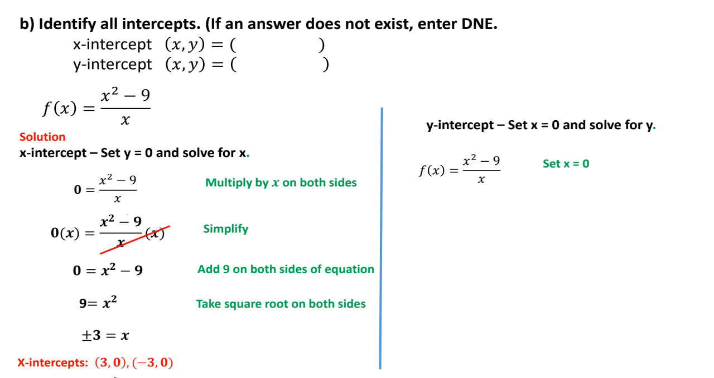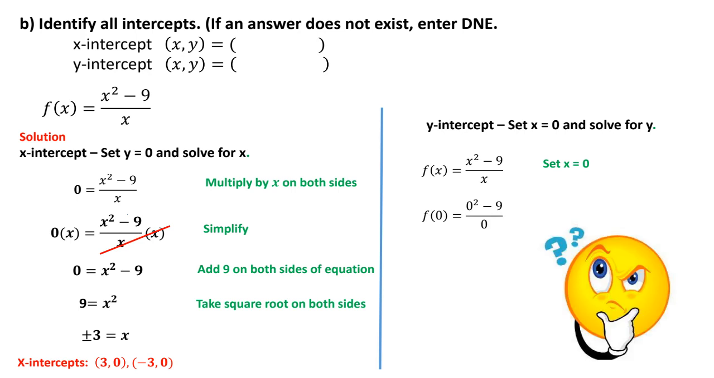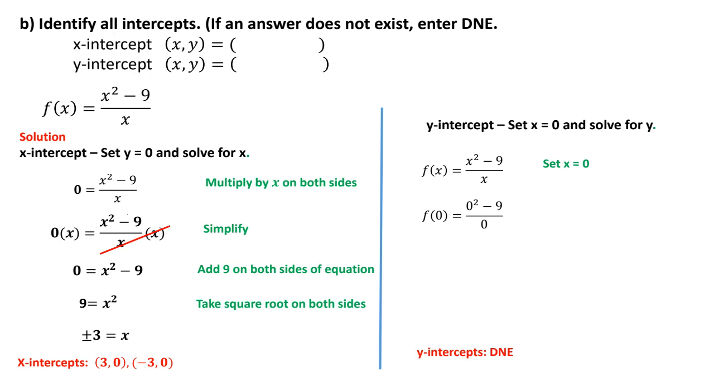And then the last step is to find the y-intercept. So we let x equal 0. So we replace x with 0, then we get that our y-intercept is 0 squared minus 9 divided by 0. But here we cannot divide by 0. So we're going to have our y-intercept does not exist. So we enter D and E.